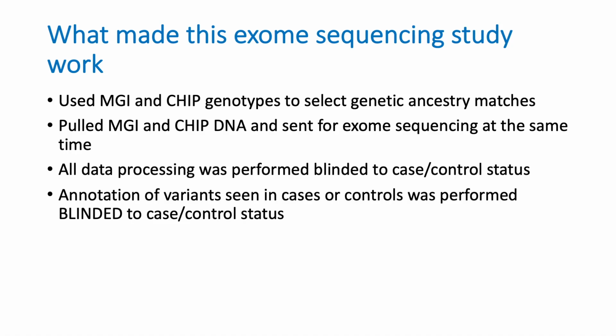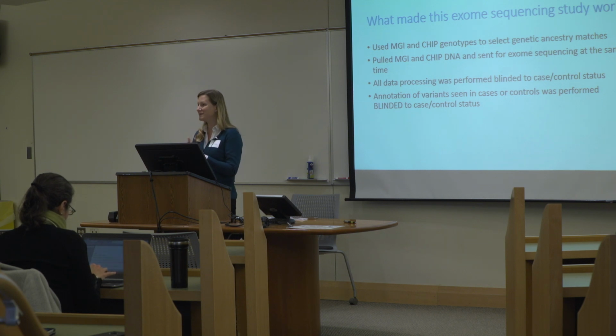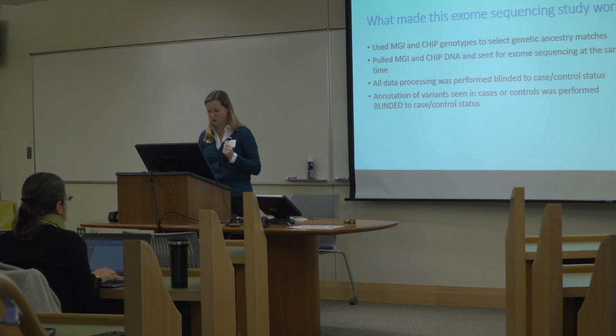What made this exome sequencing study work? Again, we used existing MGI and CHIP genotypes to select ancestry matches for the controls. We pulled MGI and CHIP DNA, and they were sent for exome sequencing at the same time, in the same lab, same reagents, et cetera. All DNA processing and variant annotation was performed blinded to case control status, which again made us more confident about the calls that we observed.